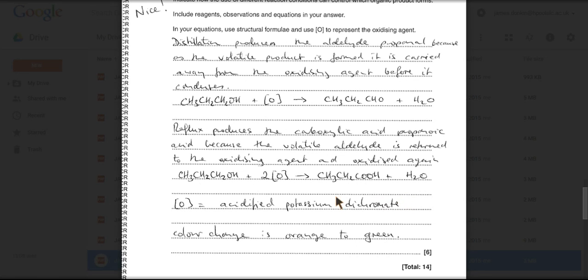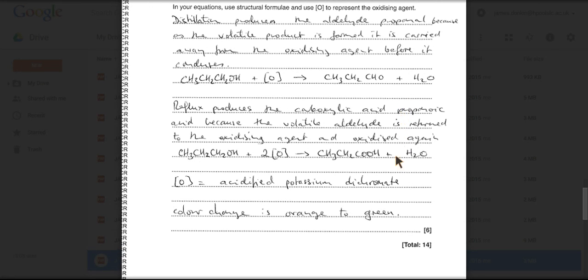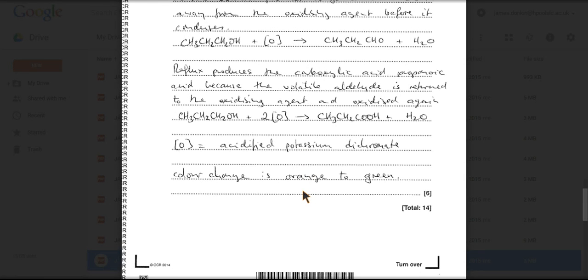And so this time the equation looks like this: propan-1-ol plus 2 moles of oxidizing agent is going to make propanoic acid, but you still only get 1 mole of water. So you only get water produced in the first oxidation reaction. The oxidizing agent is acidified potassium dichromate, and the colour change, the observation, is orange to green.